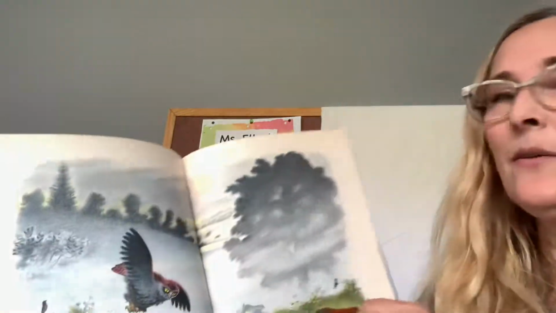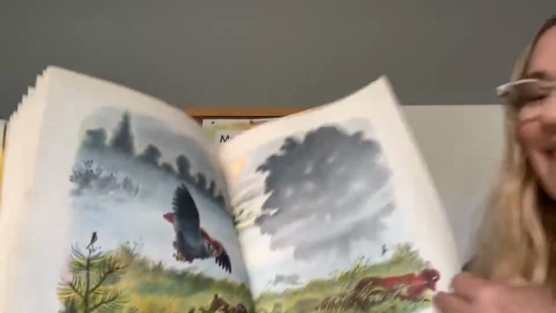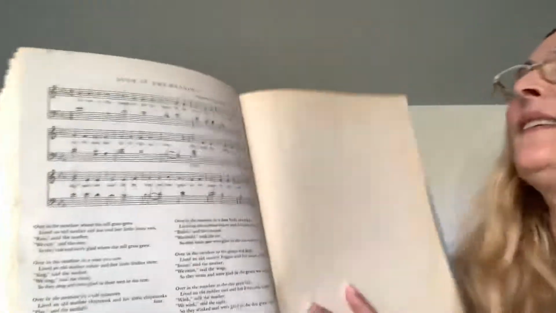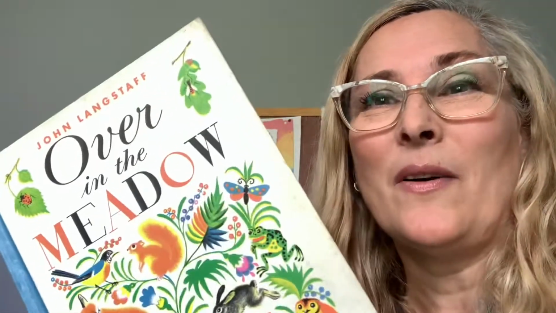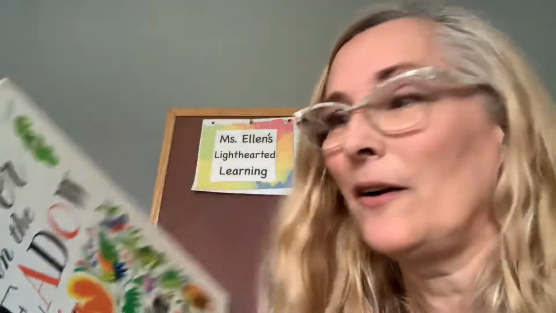And that's the end. Watch out for the owl. And here John Langstaff has put all the words and the music to Over in the Meadow. And you may hear other versions of this song, boys and girls, because it's a type of folk song or ballad that has been passed down. So you'll hear other versions of this song as well.